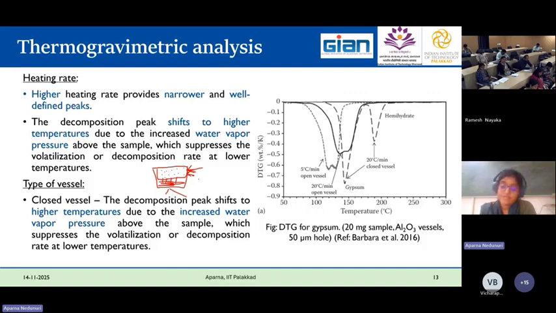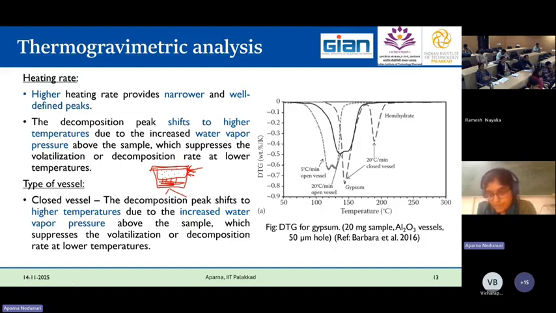Now the rate at which we are purging will also affect, similar to the rate at which we are heating. If we see over here, this accumulation will also depend on what type of vessel we are using, right? If it is a closed vessel, means we have a lid on the top of this crucible. If we have a lid, we are not allowing these volatile gases to escape from this environment. Means we are accumulating more amount of water vapor over here. Means that would shift your decomposition temperatures to even higher temperatures. That is what is happening over here.